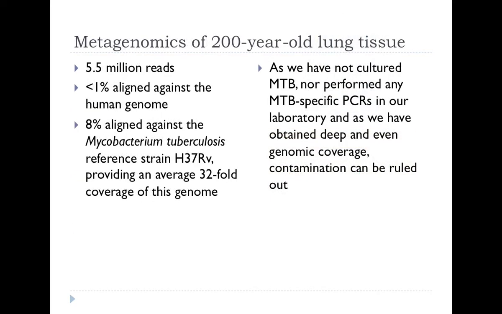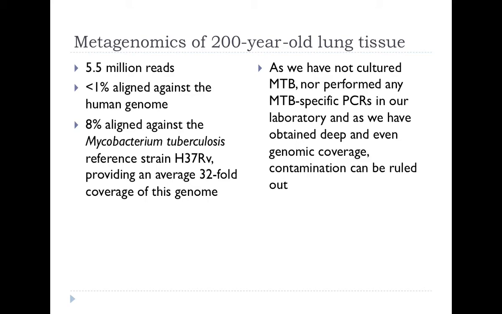Of those 5.5 million reads, less than 1% actually aligned against the human genome. So the human DNA in Teresia Hausmann had obviously decayed away fairly quickly. But 8% of them aligned against Mycobacterium tuberculosis reference strain H37Rv, which gave us an average 32-fold coverage of the genome, which is similar to what you would get if you were just sequencing TB that you were growing in the lab. Now, we scratched our heads and said, can this be real?